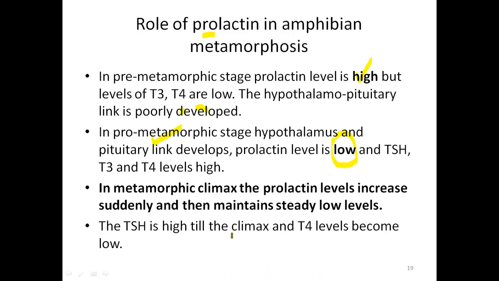Why? Thyroid hormone is required for the major metamorphic changes, and T4, the tetraiodothyronine, levels become low at the end of metamorphosis, because the function of the thyroid hormone is already done. Now it has to be present at a low, required optimum level to bring about the metabolic processes that have to occur in the adult, because there are no metamorphic changes occurring. The level of T3 and T4 is now required only for the metabolic activities of the adult.